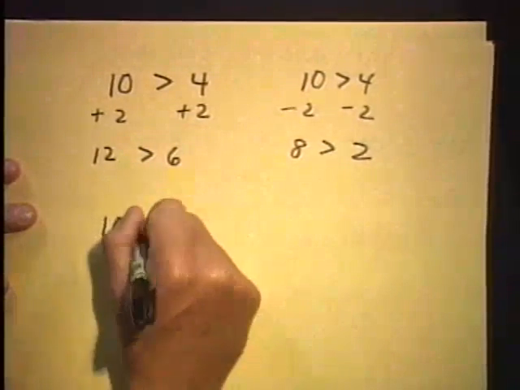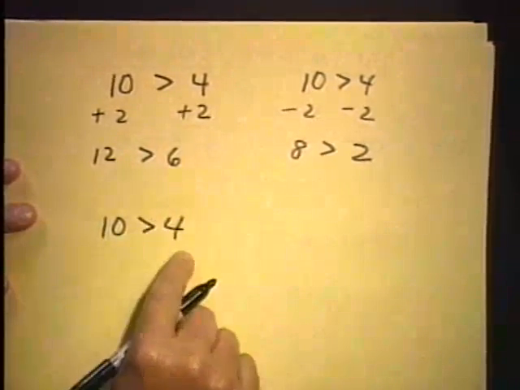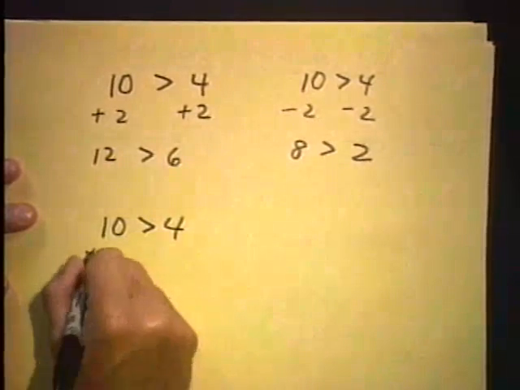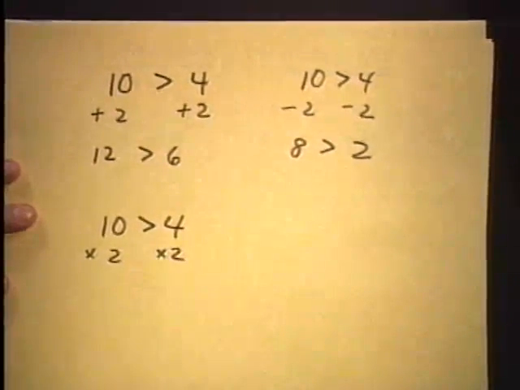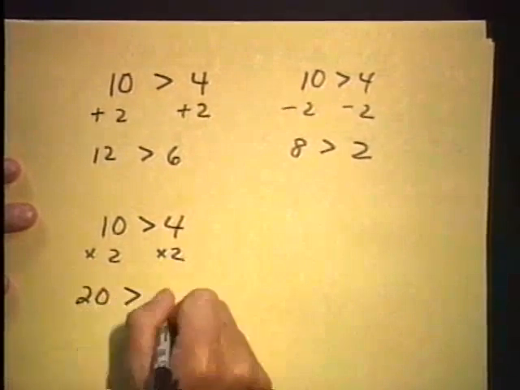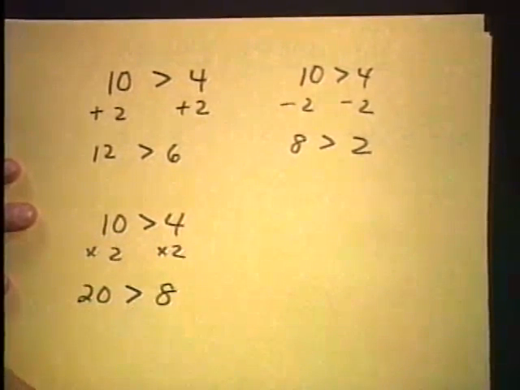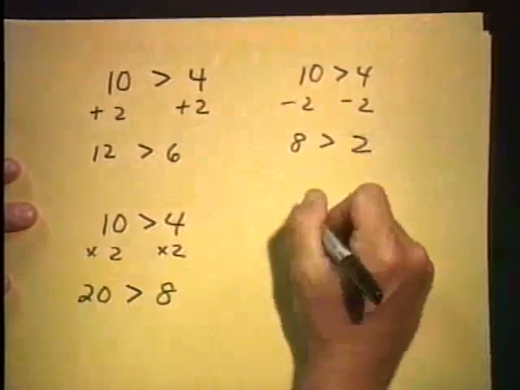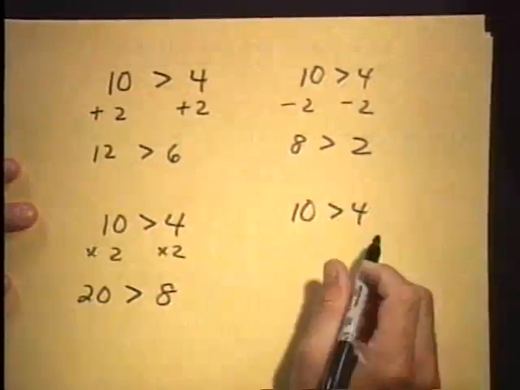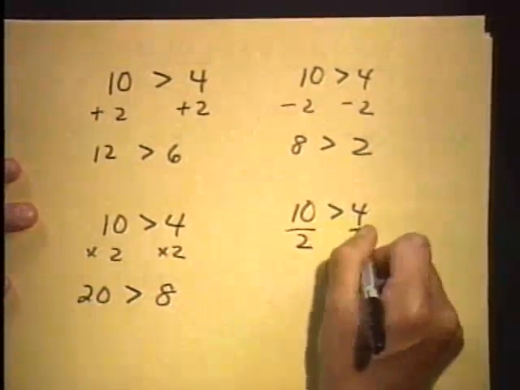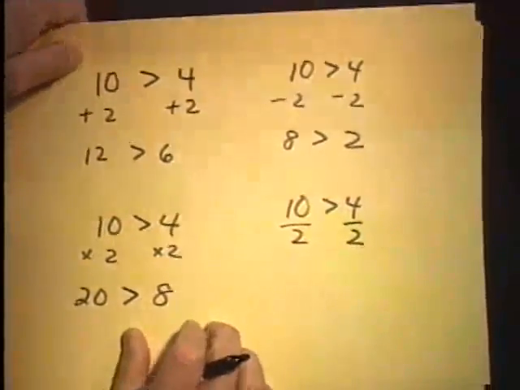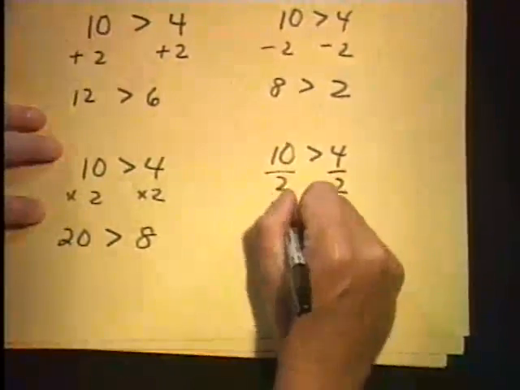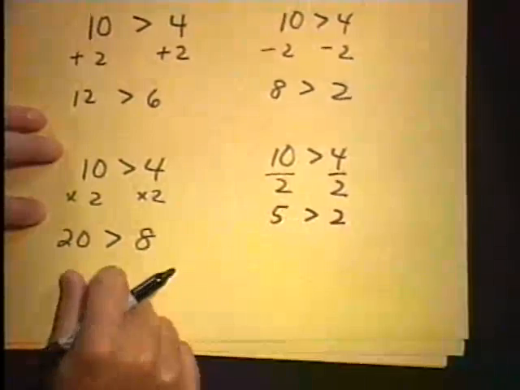Let's stay with that thought. Let's multiply both sides of this true inequality by 2. Still true? Yes, because we get 20 is greater than 8. All right, so it appears that multiplication does not affect this. If I have 10 is greater than 4 and I divide both sides by 2, I still get a true statement. 5 is greater than 2.